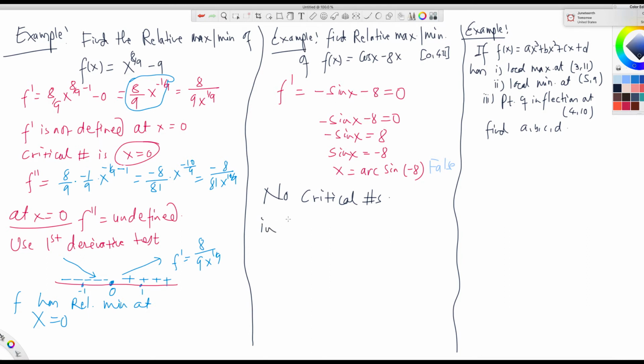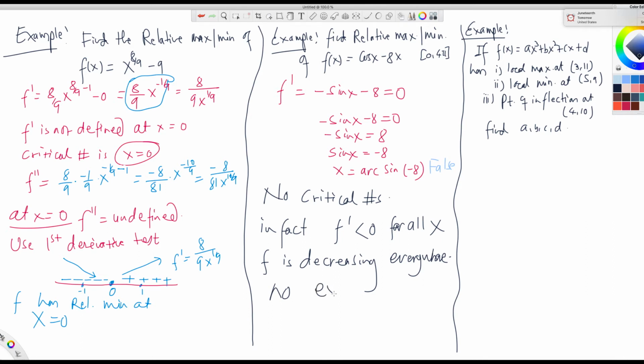In fact, f prime is less than 0 for all x. That means f is decreasing everywhere. You see that? So the function f of x is decreasing everywhere there. Okay, or non-increasing, I would say, everywhere. So there is no maxima, minima, no extrema, we say. Because for both maxima and minima, we use the word extrema, right?